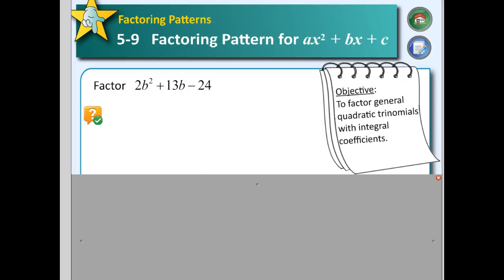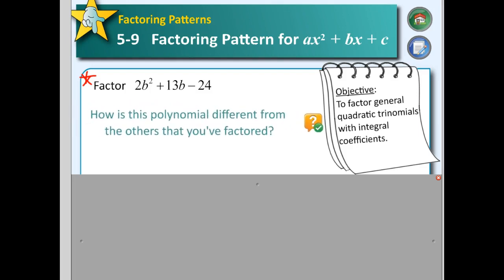All right, class, today we're going to continue in the factoring saga, but we're going to see that something's a little bit different. Everybody look up here at my trinomial. How does this trinomial look different from what we did on our previous lessons last week? How is this polynomial different from the others that we factored? Do you see something that's different?